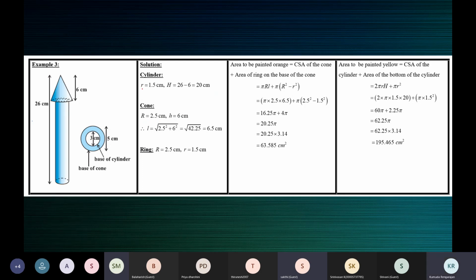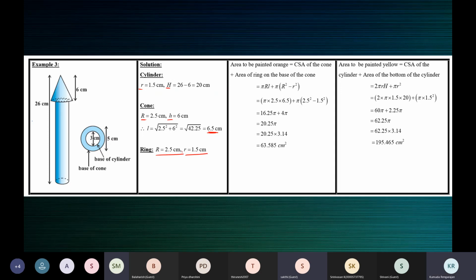Okay, so for the cylinder, we need radius and height. For the cone, we need radius and height. And since it's area, we need slant height: root of h square plus r square. This is exactly 6.5 centimeters.